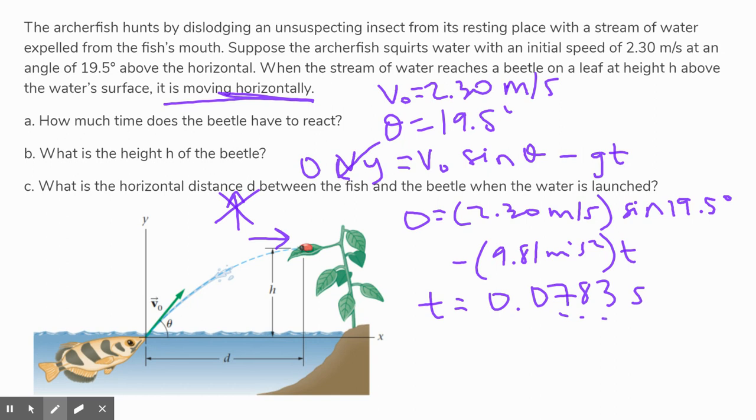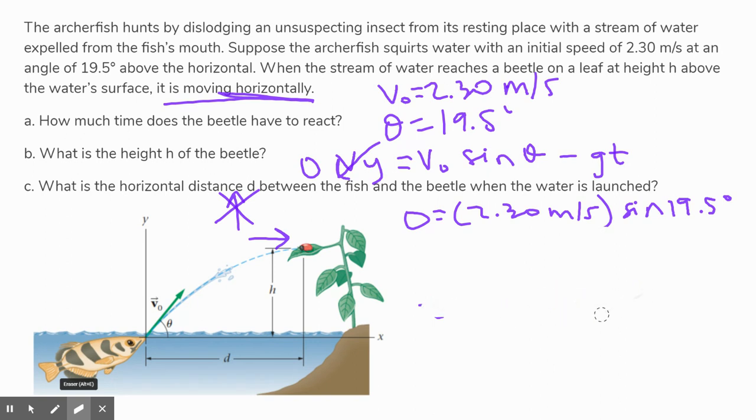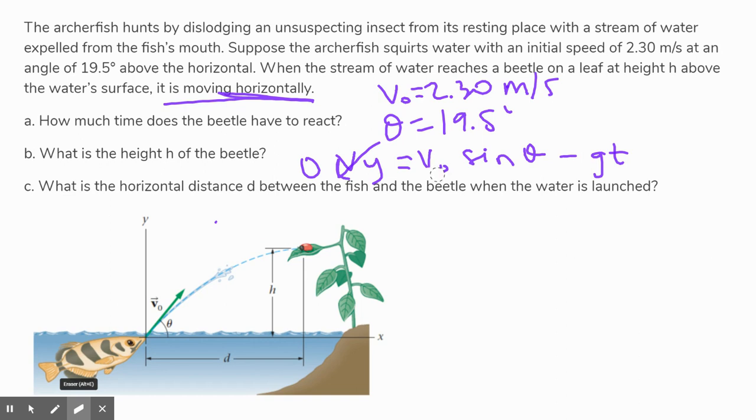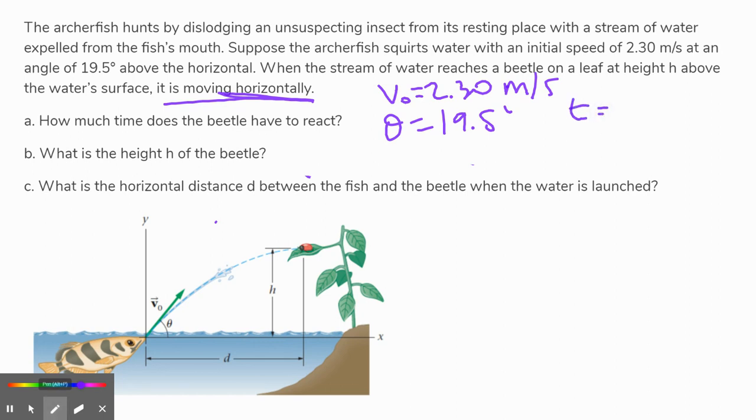Whew, okay, now that was part A. Let's try part B. I'm going to erase all of this. So we have time, 0.0783. Time is 0.0783. Okay, so for part B, we want to know the height of the beetle. Okay, maybe this one will be just a little bit easier. So, I'm sorry, this is taking too long. Okay. Time is 0.0783 seconds.